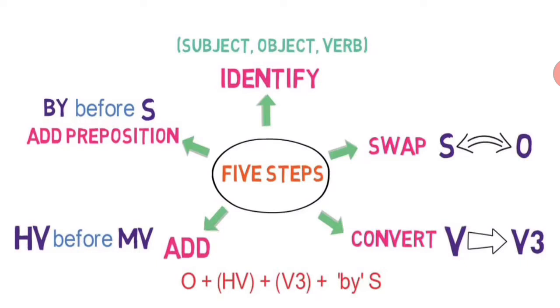So at the end, the sentence structure of passive voice will be object plus helping verb plus third form of the verb plus by plus subject. So these are the very simple five steps which you have to follow while changing active voice into passive voice.